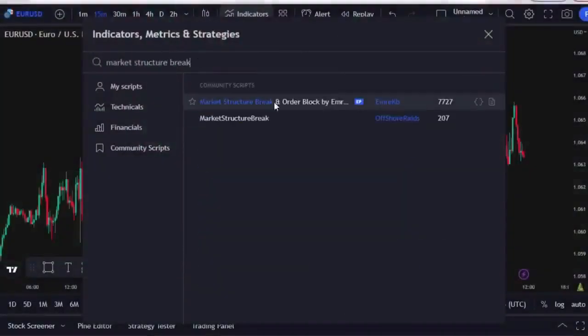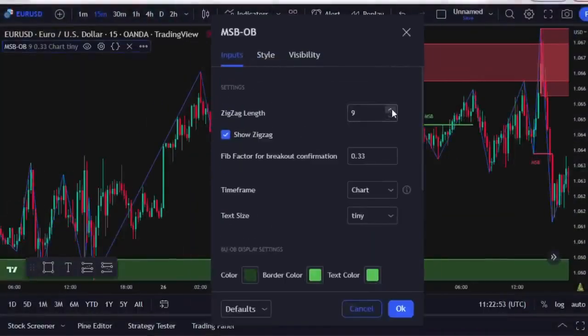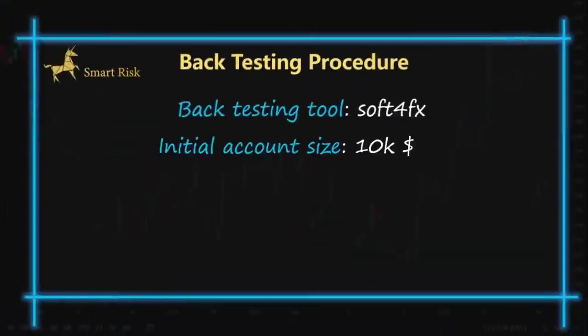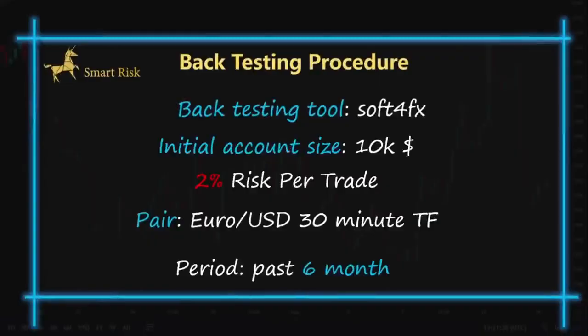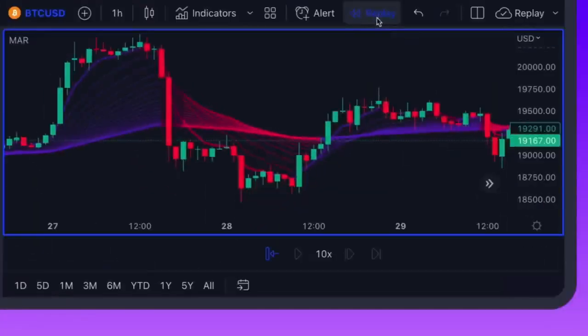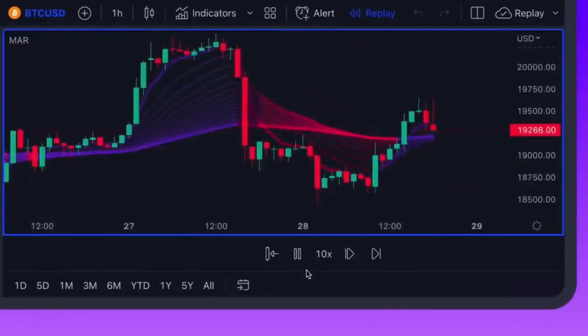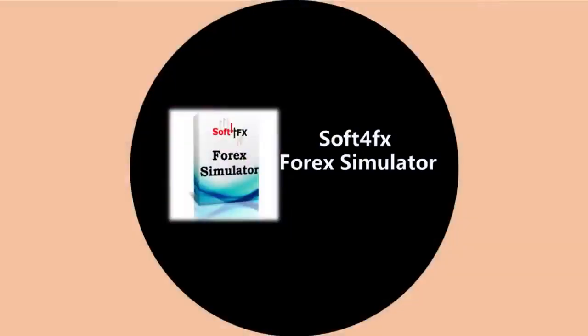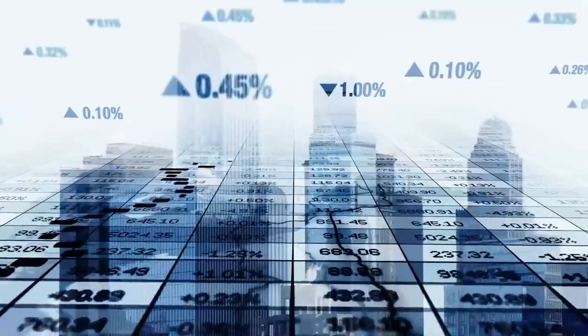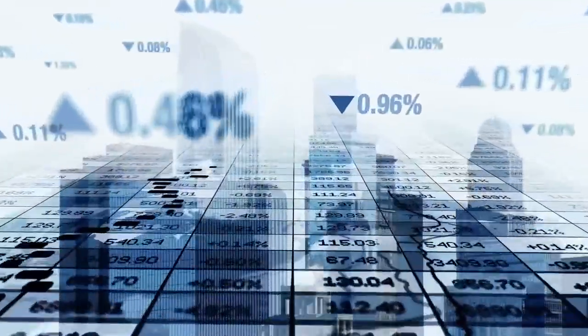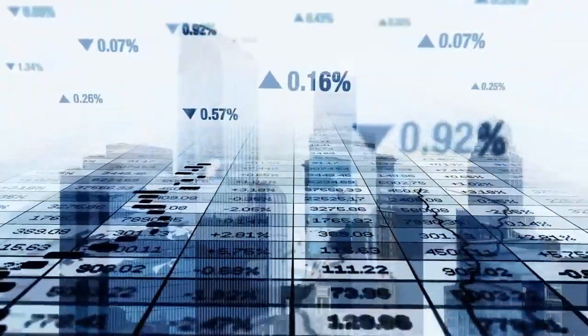Additionally, we will illustrate how to add and set up these indicators in your trading chart, and also at the end, we are going to backtest these 3 indicators for the last 6 months on the Euro-USD dollar pair, and we will share with you the win rates and the results of trades that we had based on these indicators. For the backtesting, I will use Soft4FX software on the MetaTrader 4 platform, which is a real data-based forex simulator that enables you to trade in the past and review the results.